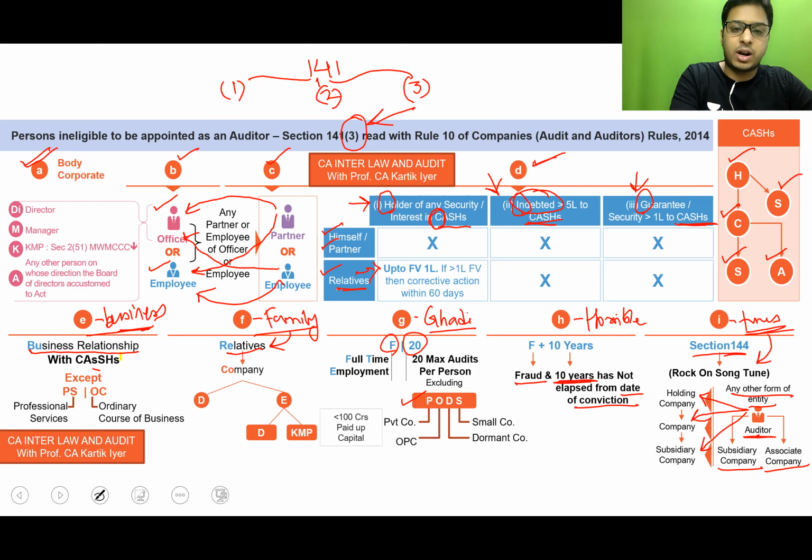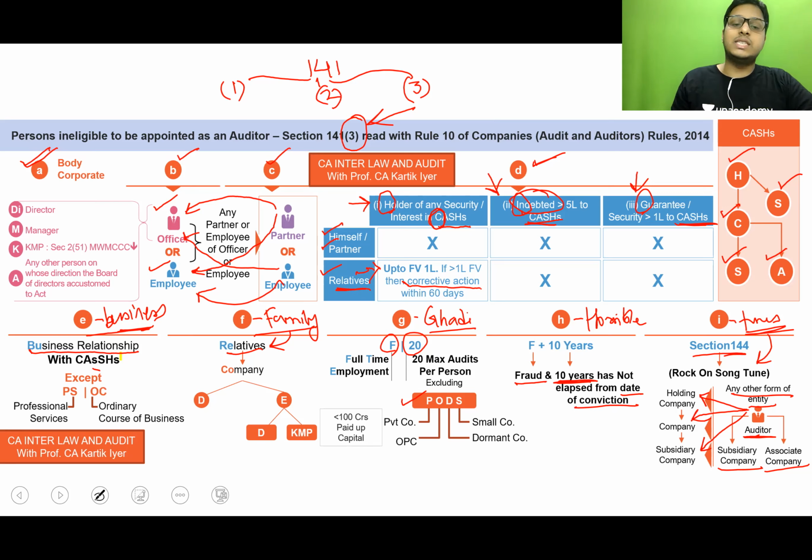Next, we are looking into the relatives part. Understand now, if there is a company called A Limited, and my relative, let's say my brother, is already holding shares worth rupees 3 lakhs in A Limited. If I have now got the opportunity to become the auditor of A Limited, then my brother should bring down his face value from 3 lakhs to 1 lakh. He can hold a maximum of shares worth 1 lakh only. That is called corrective action, bringing down the face value of shares from 3 lakhs to 1 lakh. Exceeding 1 lakh is a disqualification. If the relative is holding exceeding 1 lakh, then corrective action has to be taken within 60 days. If not taken, then I have to vacate the auditor's position.